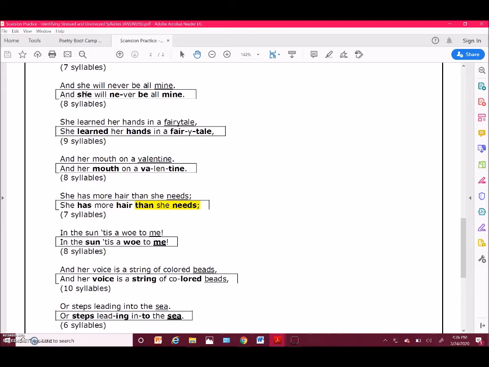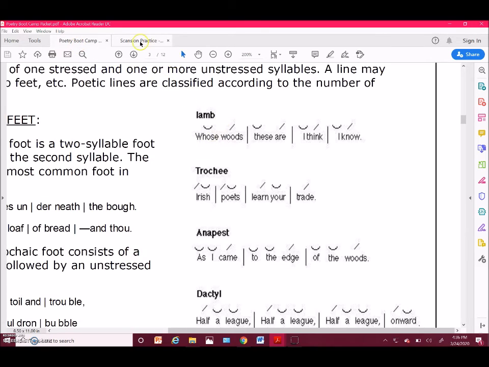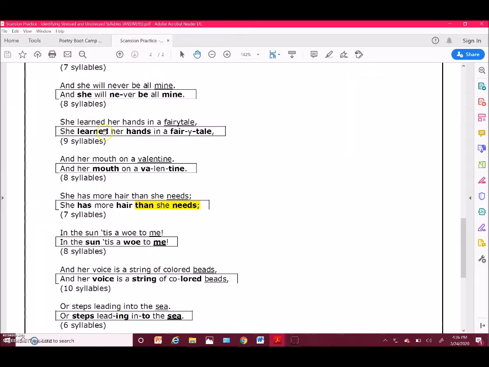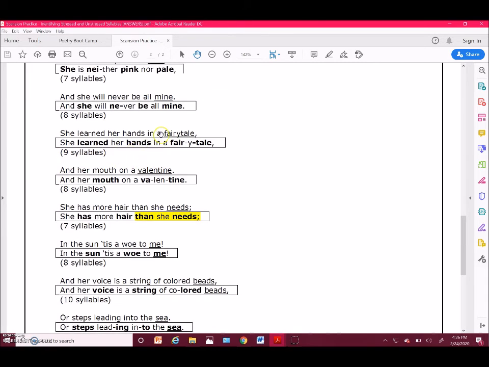So this is one of those lines that I think is kind of tricky, as well as the one that I have highlighted down here. But I'm pretty sure she learned her hands in a fairy tale. I'm pretty sure that's the emphasis I'm hearing. So unstressed, stressed, unstressed, stressed. She learned her hands in a fairy tale. Unstressed, unstressed, stressed, unstressed, stressed. So let's see how that works out. Well, unstressed, stressed is iambic. That's one iamb right there. Unstressed, stressed. That's one iamb right there.